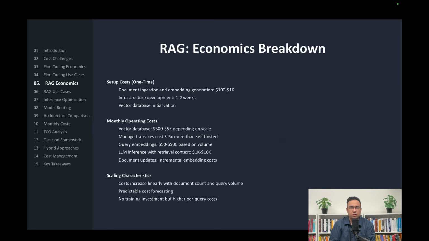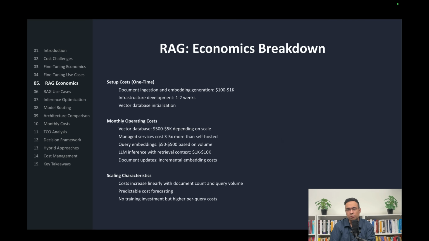Now, let's look at RAG systems, which have a fundamentally different economic model. They have zero upfront training costs, but they do have ongoing operational expenses. For setup costs, which are one time expenses, you have document ingestion and embedding generation. This typically runs $100 to $1,000 depending on your document count and the embedding model you're using. If you're using a service like OpenAI's Ada-002, you're paying per token embedded. Infrastructure development takes about 1 to 2 weeks of engineering time to build your document processing pipeline, chunking strategy, and retrieval system. And you also have a vector database initialization, which involves getting your first batch of documents embedded and indexed.